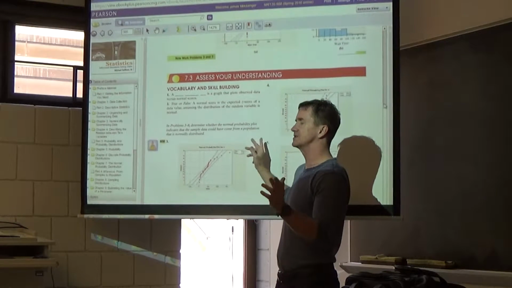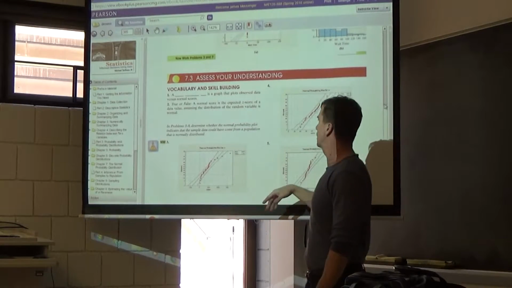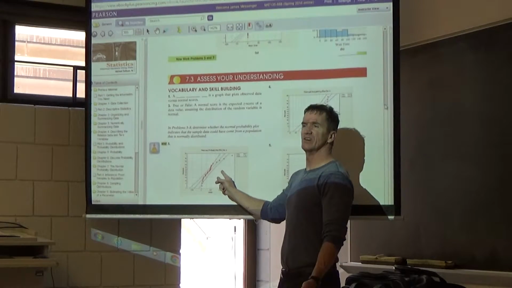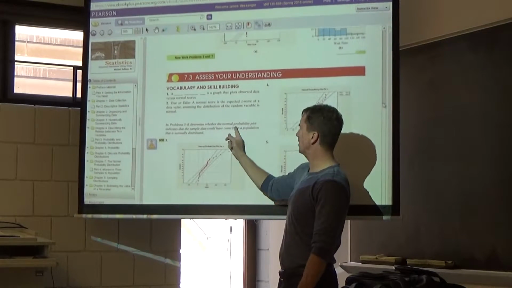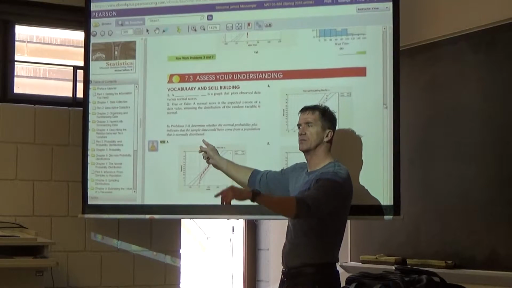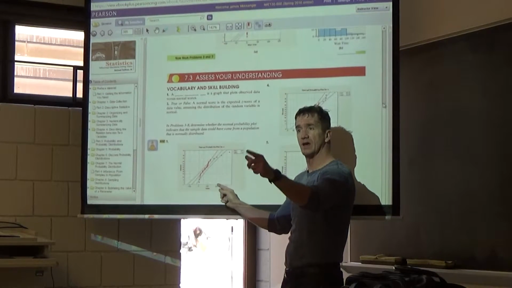But if you get one dot outside the curve, we're going to say no. So how about in this image? There's one dot all the way to the right. Would we say yes or no? No. Determine whether the normal probability plot indicates that a sample data could have come from a population that's normally distributed. Yes or no? We're going to say no.